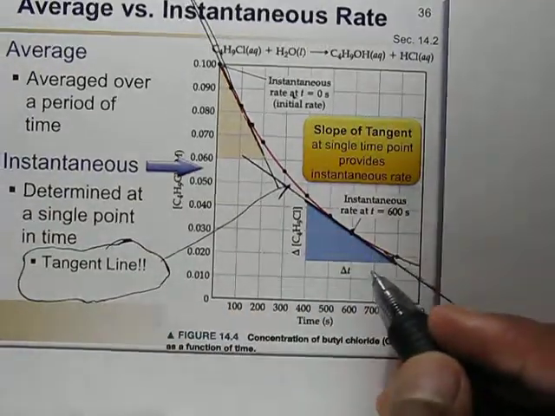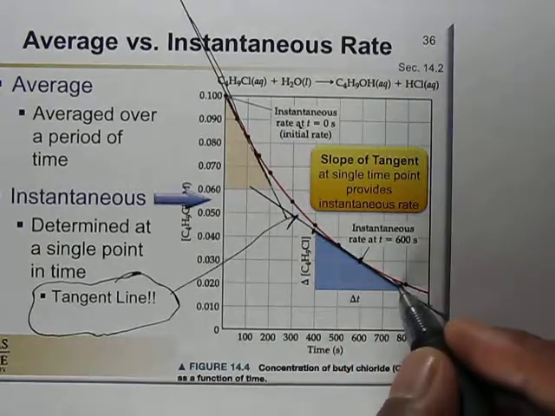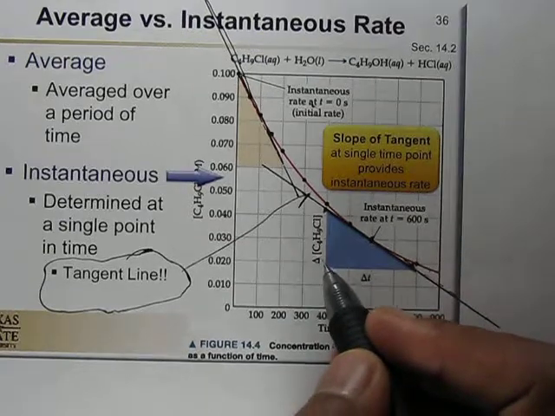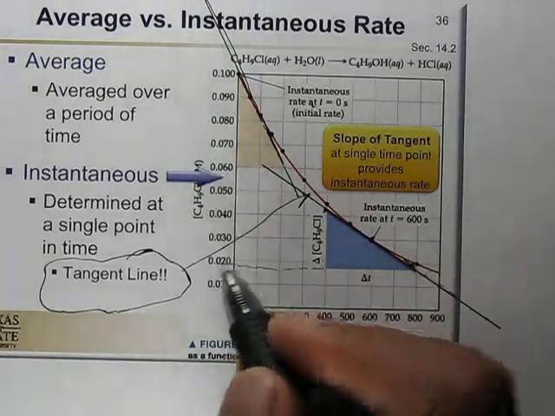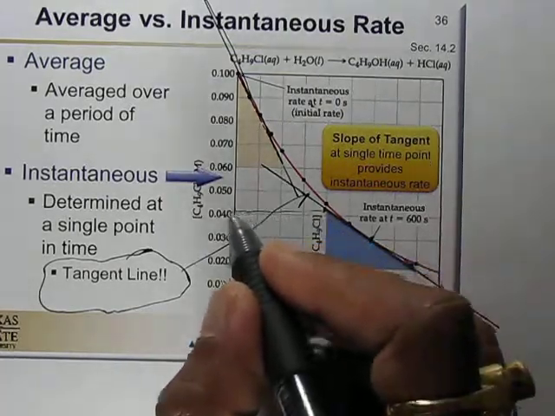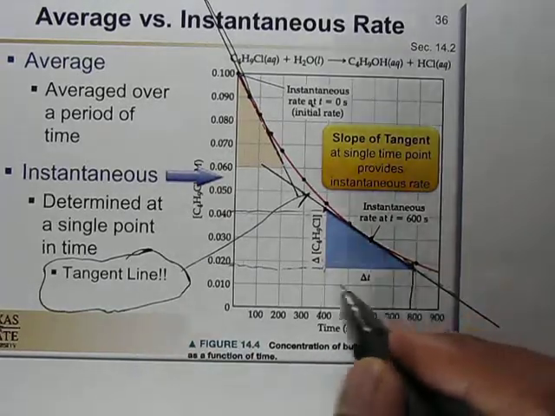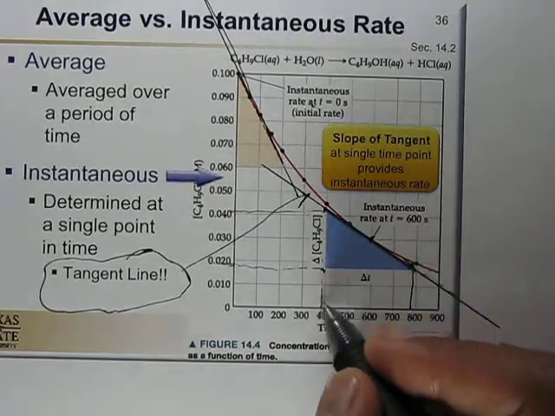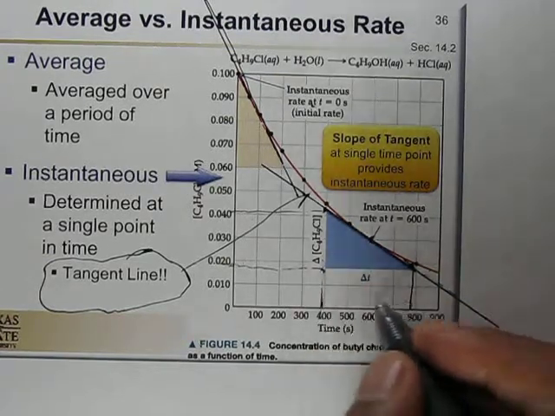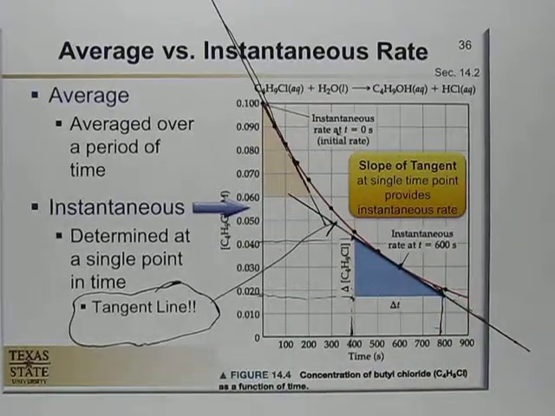You can take any 2 points on it, suppose this point and this point. The delta M you can calculate by drawing a straight line on the left-hand side from here to here to find the change in molarity, and the time you can find by drawing a line from top to bottom to find the change in time. That will give you the instantaneous rate.